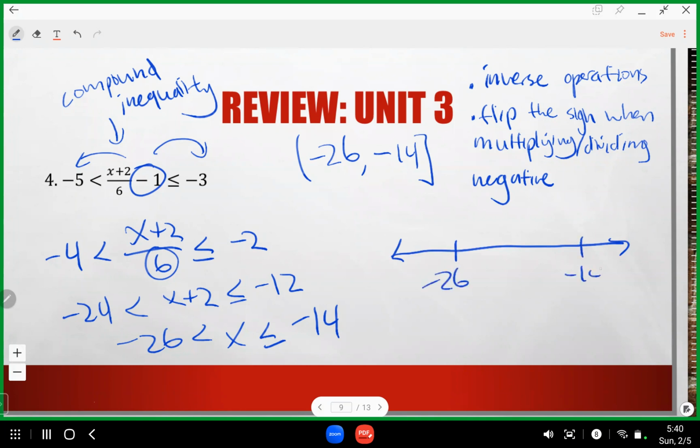It's -14. It's just going to be in between. But there's a difference: -26 is an open circle, meaning it's not included, and -14 is going to be a closed circle, meaning it is included in this interval. And that's how you're going to graph it.